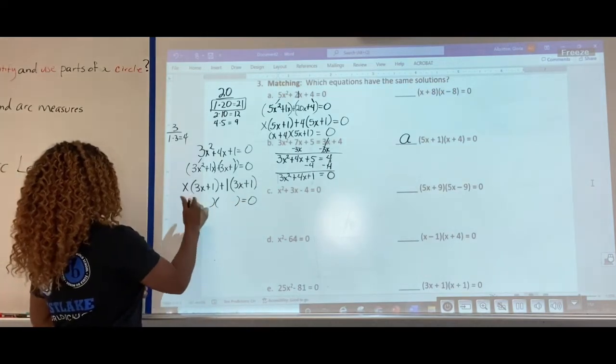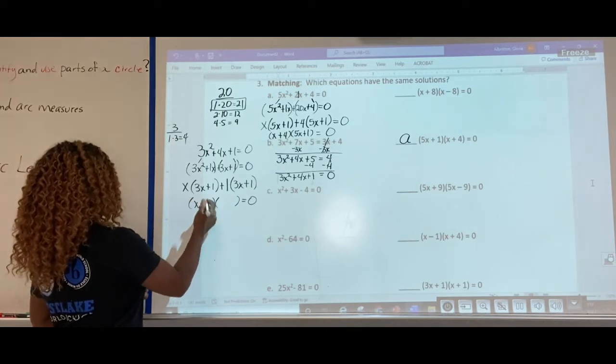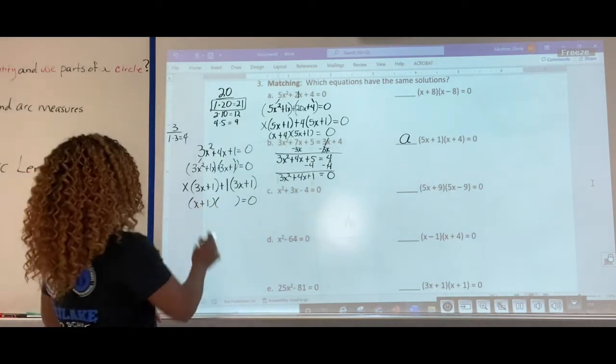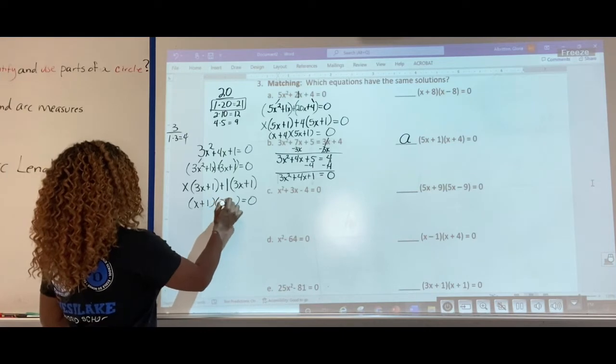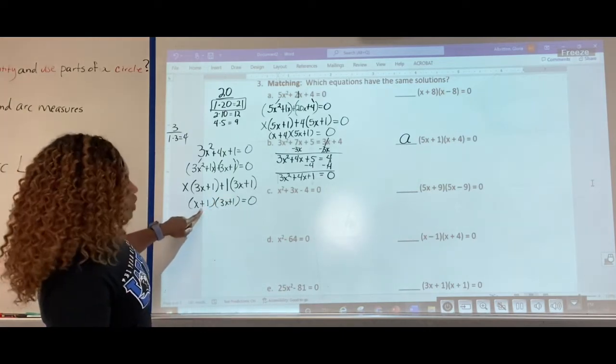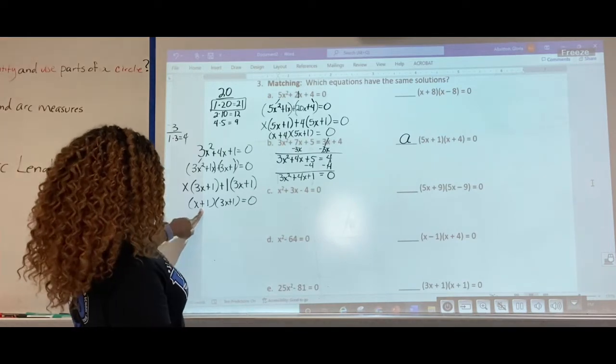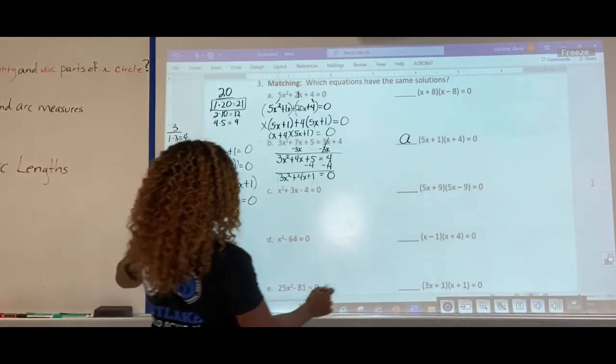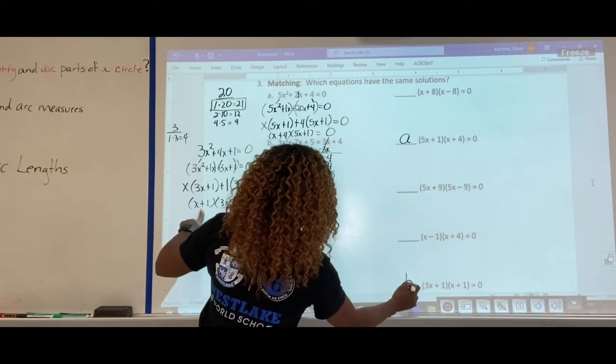The outside term, so the x plus 1 is the first factor, or one factor, and the matching terms, the 3x plus 1 is the other. So I'm looking for this, x plus 1 and 3x plus 1. So this is B down here.